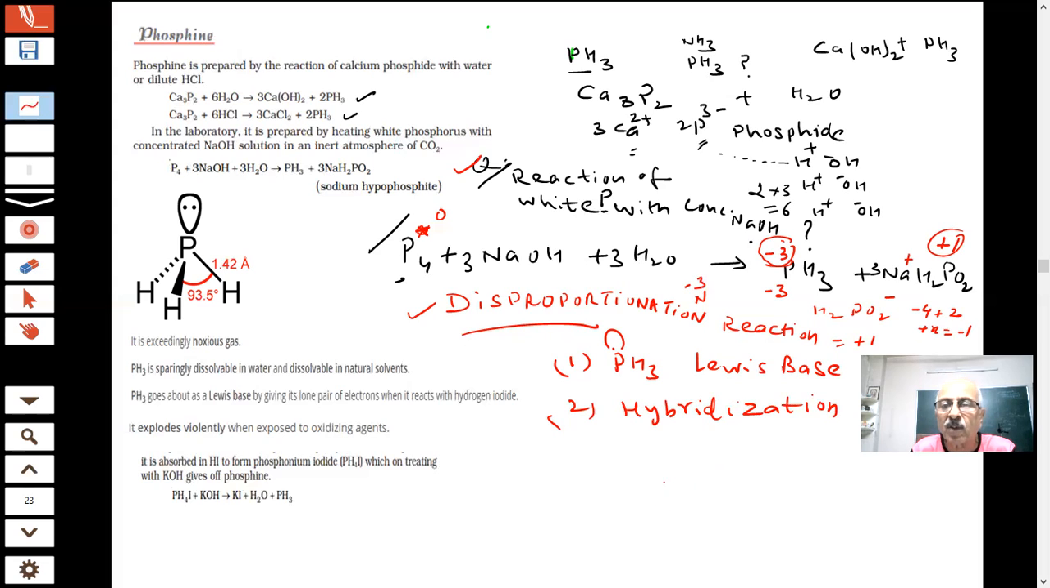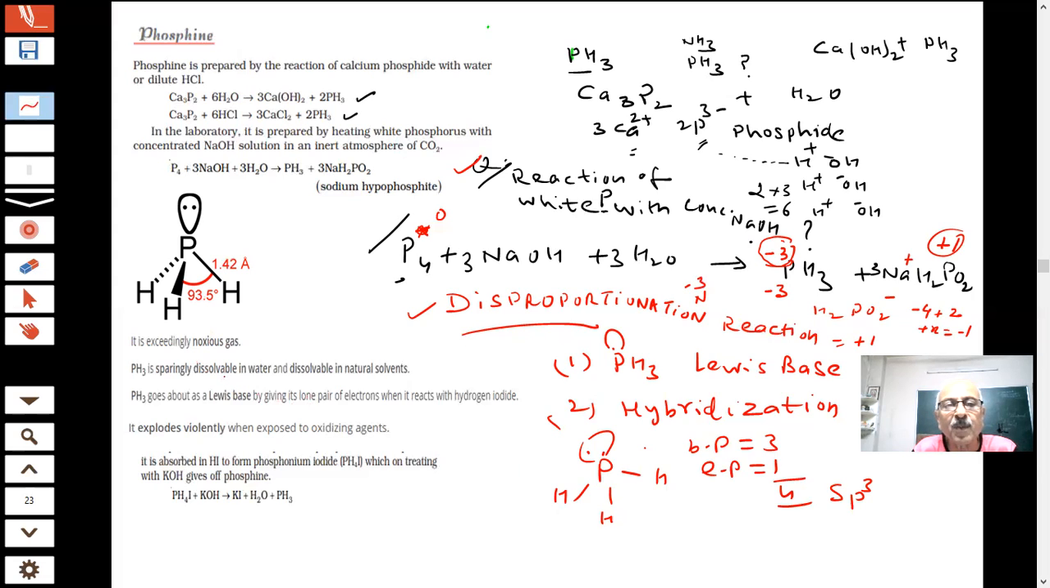There are many ways of doing it. If I see, how many bond pairs are there? 3. Lone pair, how many? 1. So total 4, so this will be sp3. No problem. This is a simple trick which I use. Bond pair plus lone pair is 4, 4 means sp3. Well, if you want to calculate, you can do it.